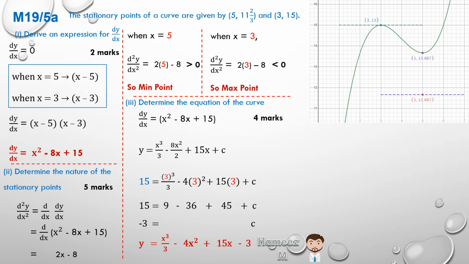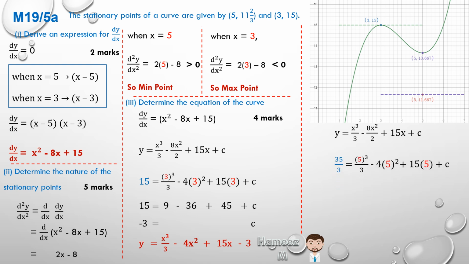2/3). And why we're showing this is because you could have worked out part 3 doing the same integration and finding y is equal to x cubed on 3 minus 8x squared on 2 plus 15x plus c. And to solve for c, we could have substituted the other coordinates, 5 and 11 and 2/3. And if we did that, 11 and 2/3 is 35 on 3 is equal to 5 cubed on 3 minus 4 by 5 squared plus 15 by 5 plus c.